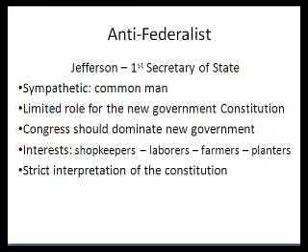Thomas Jefferson, the nation's first Secretary of State, led the opposition to the Federalists. Jefferson and his followers were more sympathetic to the common man than were the Federalists. They favored a very limited role of the new government created by the Constitution. In their view, Congress should dominate that new government, and its policy should help the nation's small shopkeepers, laborers, farmers, and planters. The Jeffersonians insisted on a strict construction of the provisions of the Constitution.